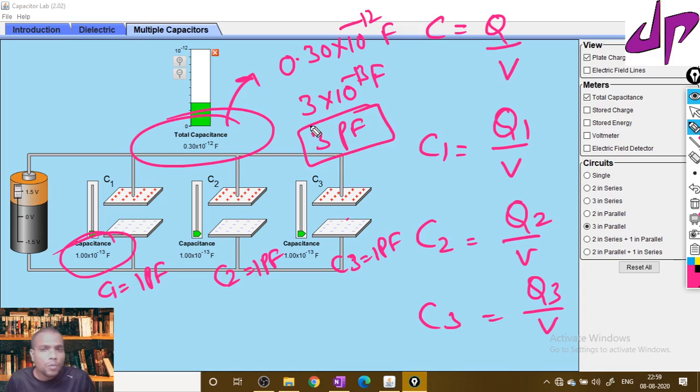So in the parallel combination, the total capacitance is the sum: the capacitance in parallel equals C1 plus C2 plus C3.